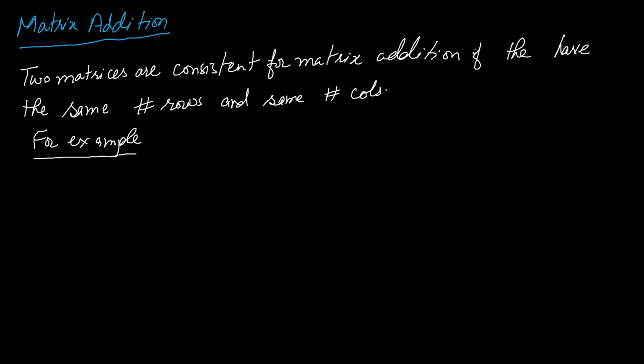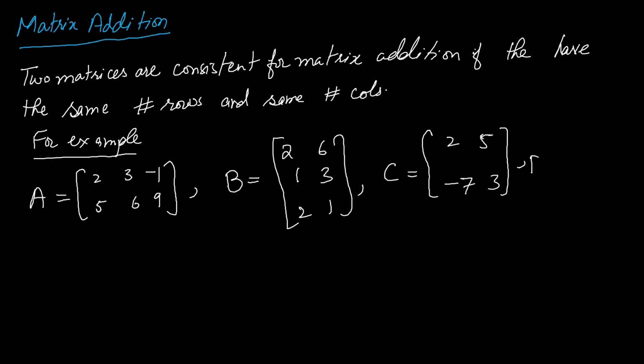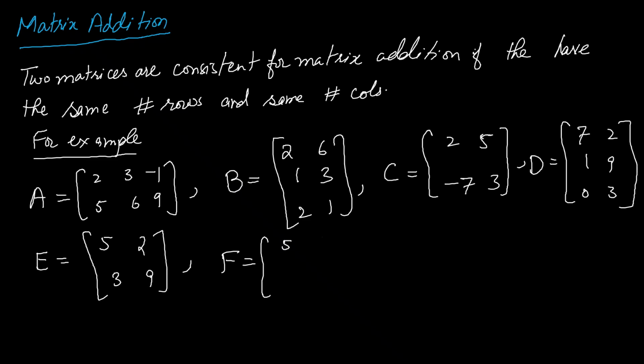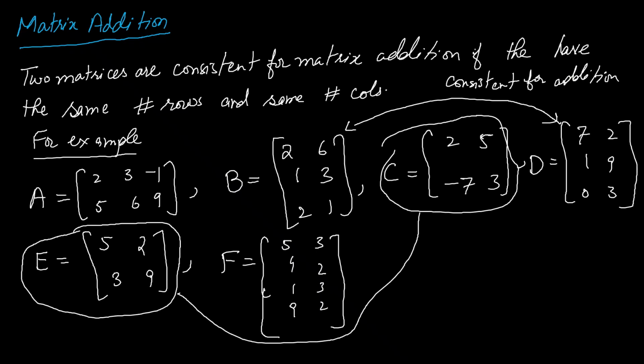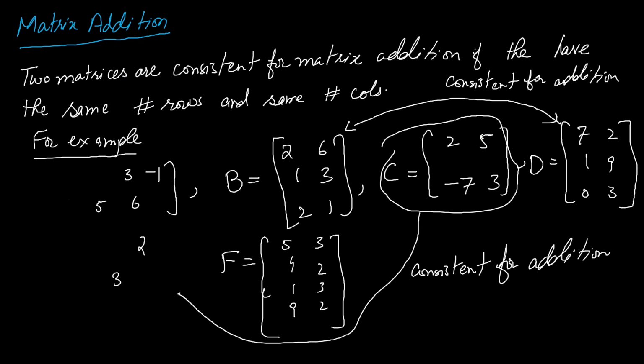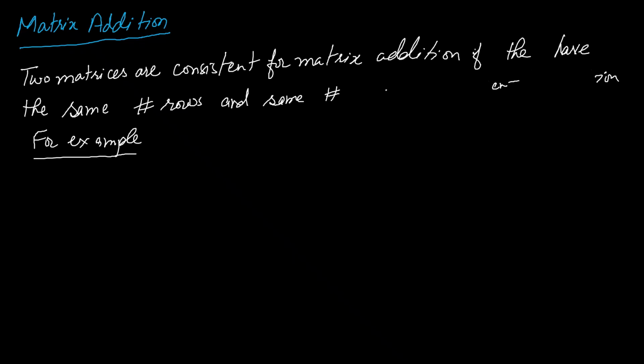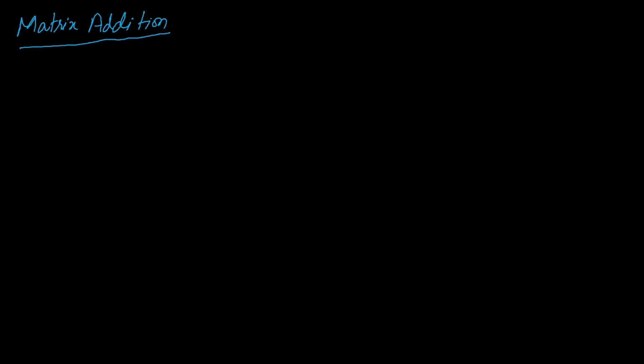Suppose we have these six matrices A, B, C, D, E, and F. The matrices B and D have the same order. They can be added together. Likewise, the matrices C and E also have the same number of rows and the same number of columns. They are also consistent for matrix addition. However, we cannot add A and F or B and C or D and F because these pairs have different orders.